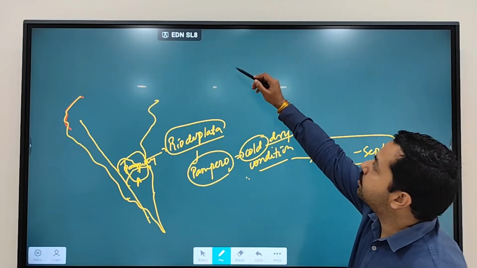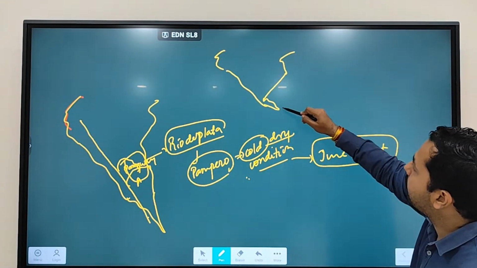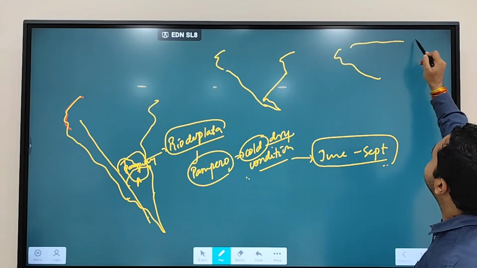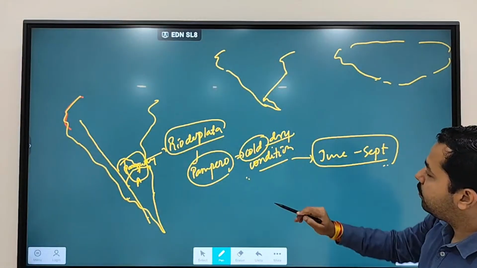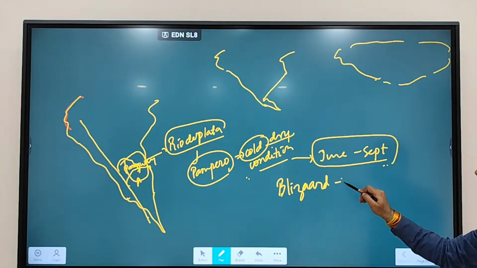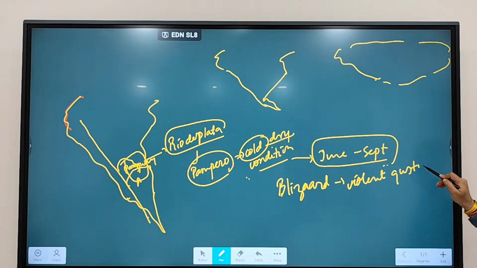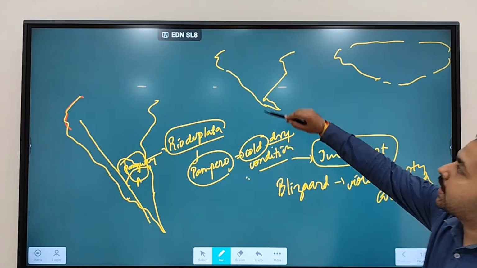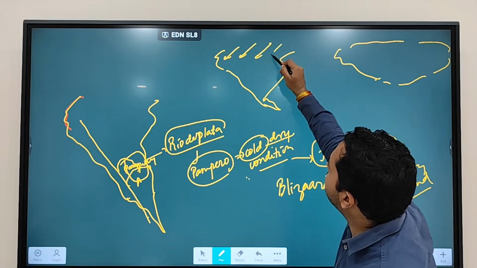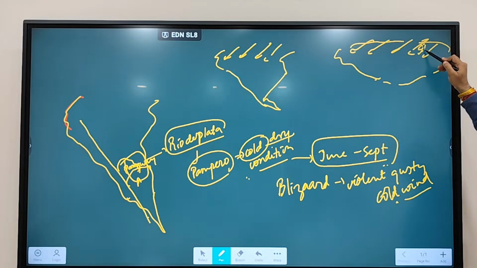And the last is your Blizzard. Blizzard is described as a very violent, gusty, cold wind, where Blizzard is flowing over here in Canada, in the Siberian region, that is the upper part of Russia, in the Siberian region.